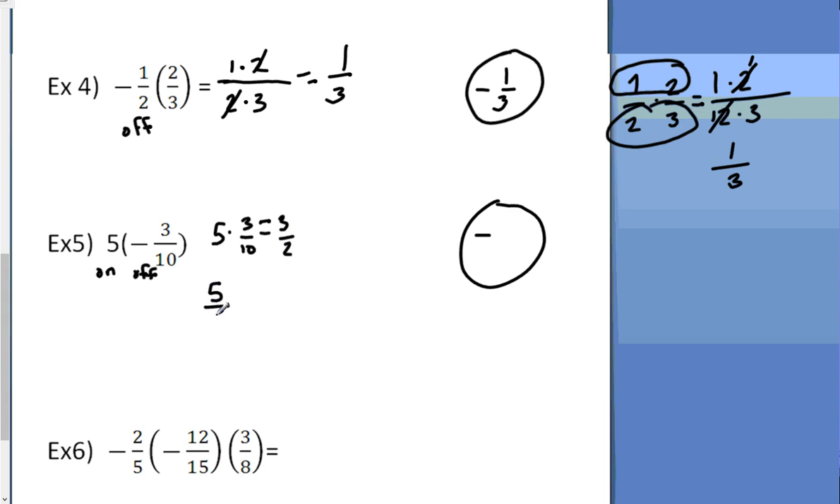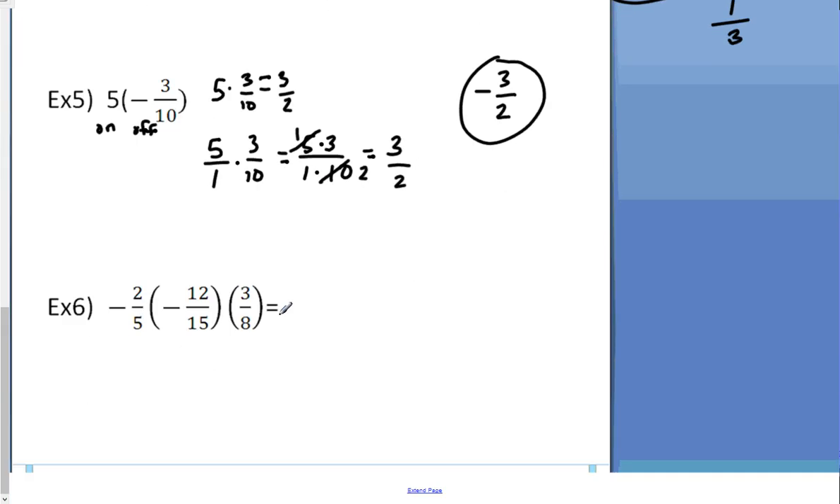5 over 1 is the same as 5, right? So it's 5 over 1 times 3 over 10. Bring the tops together, 5 times 3. Bring the bottoms together, 1 times 10. I can divide these both by 5. Divide that by 5, it makes 1. Divide that by 5, it makes 2. On the top, I'm left with 1 times 3, which is 3. On the bottom, I'm left with 1 times 2, which is 2. And you can see I get the same answer. So it's negative 3/2. Now let's do a harder one.